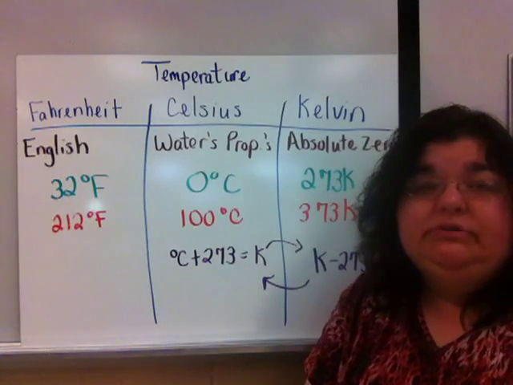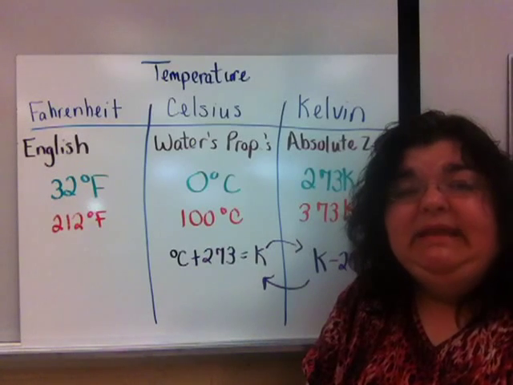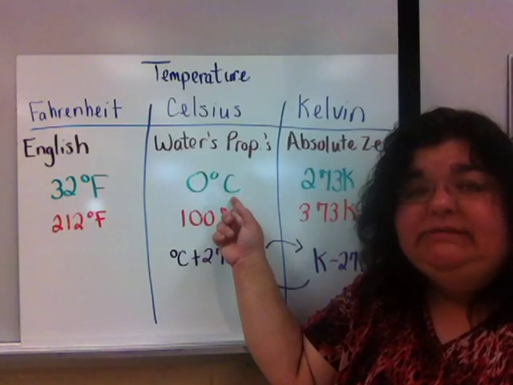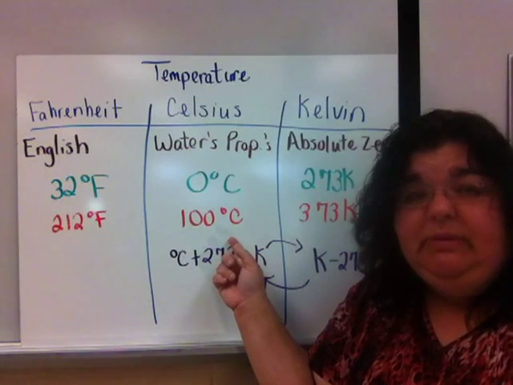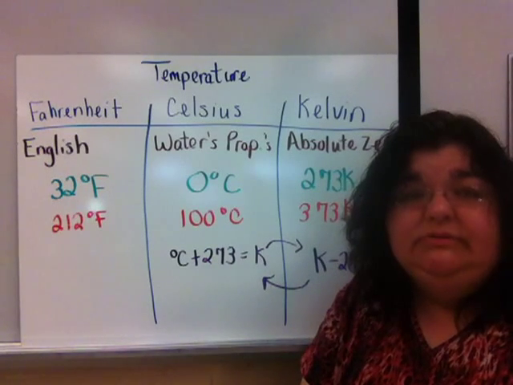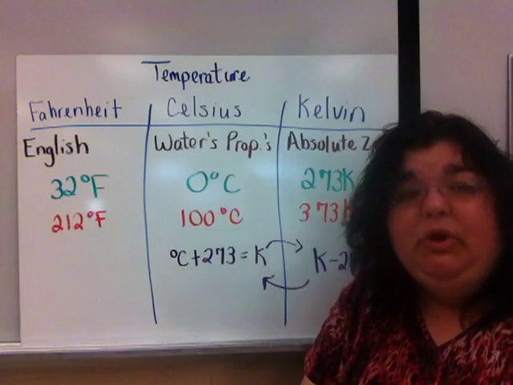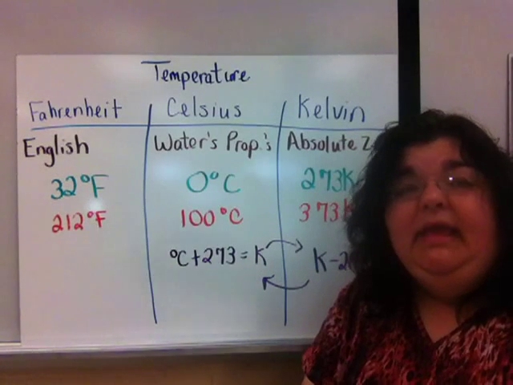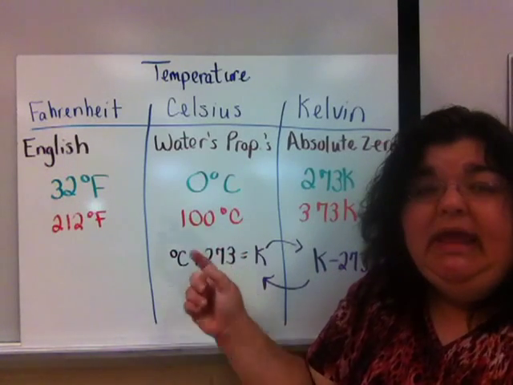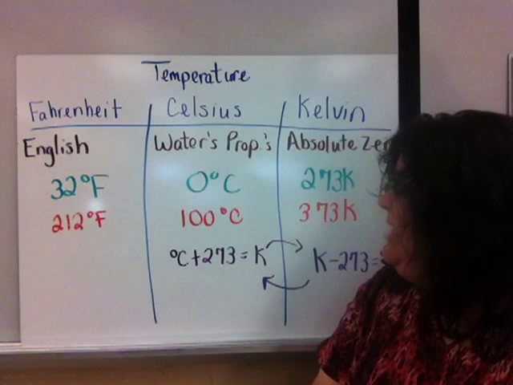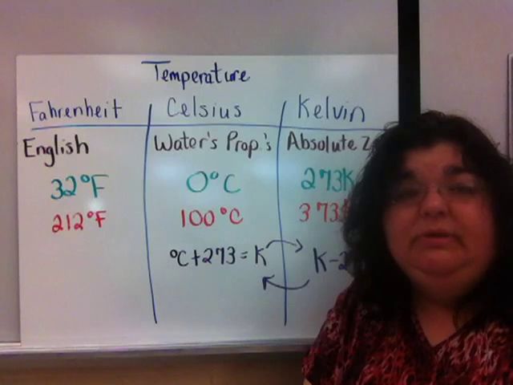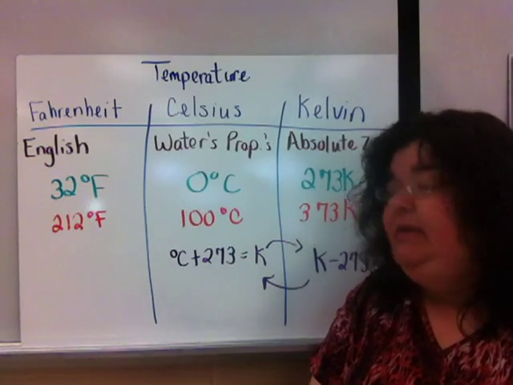It is based on water's properties. And what that means is that it was set so that 0 degrees Celsius would be freezing and 100 degrees Celsius would be boiling. 0 and 100 are easy to remember, and they're easy to use for quick calculations. So it was purposeful to make a temperature scale that used those values when you're doing measurements. Now, water's properties are used because water is one of the most common substances that we use.